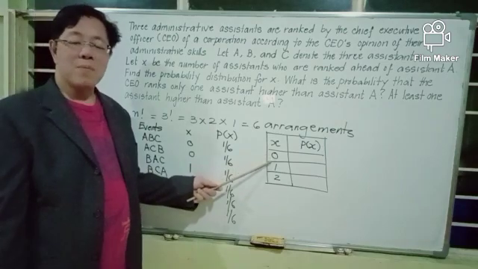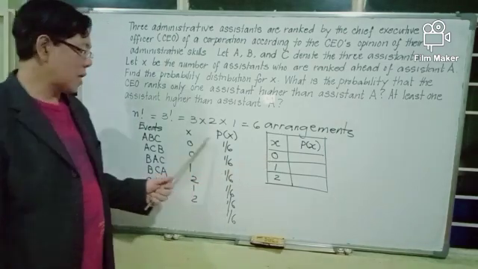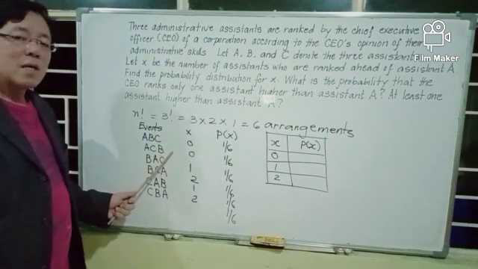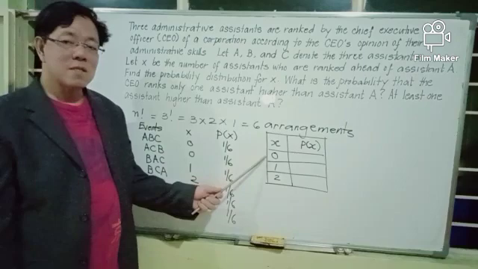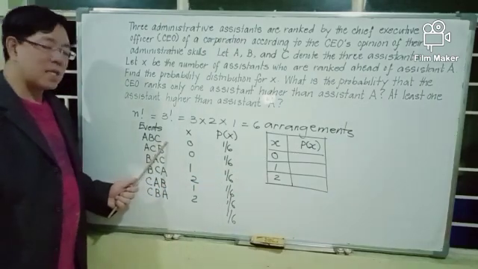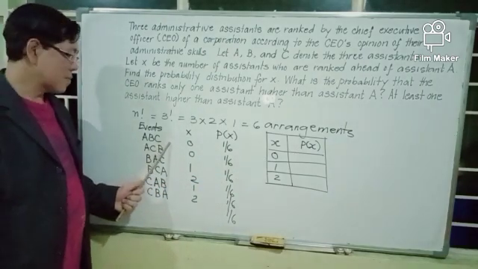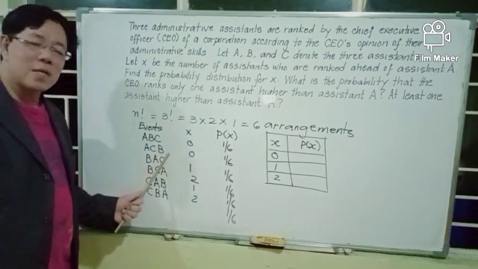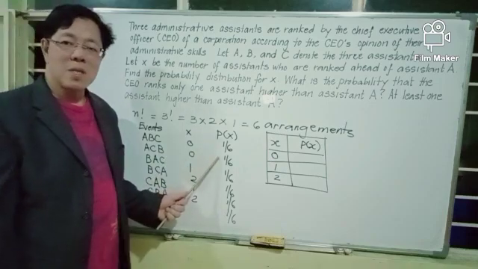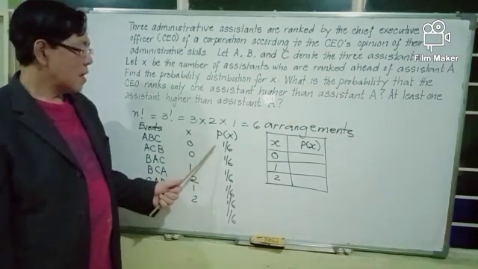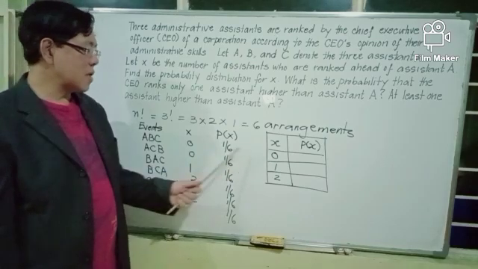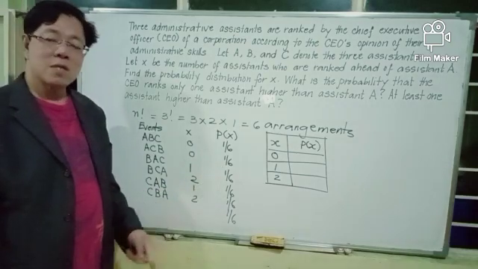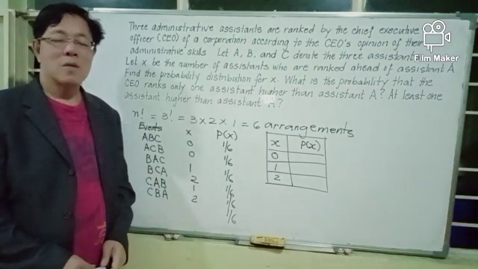The value of x equals 0 can occur in two ways, either in this event or in this event. Thus, the probability that x is 0 is equal to the probability of getting this event ABC, which is 1 over 6, plus the probability of getting this event ACB with the same probability of 1 over 6. Hence, probability x equals 0 equals 1 over 6 plus 1 over 6, which is 2 over 6 or 1/3.